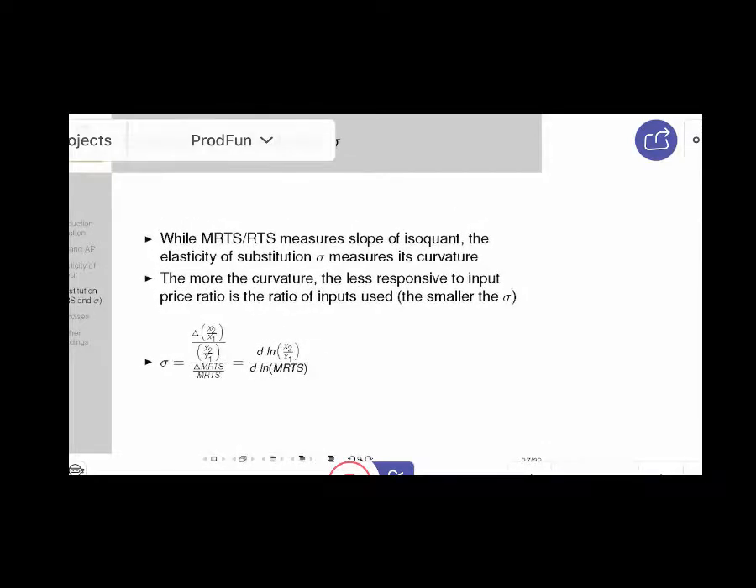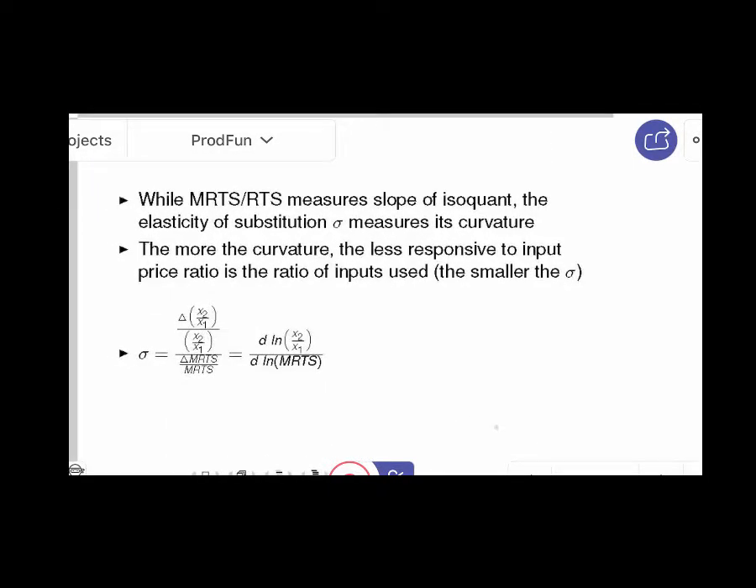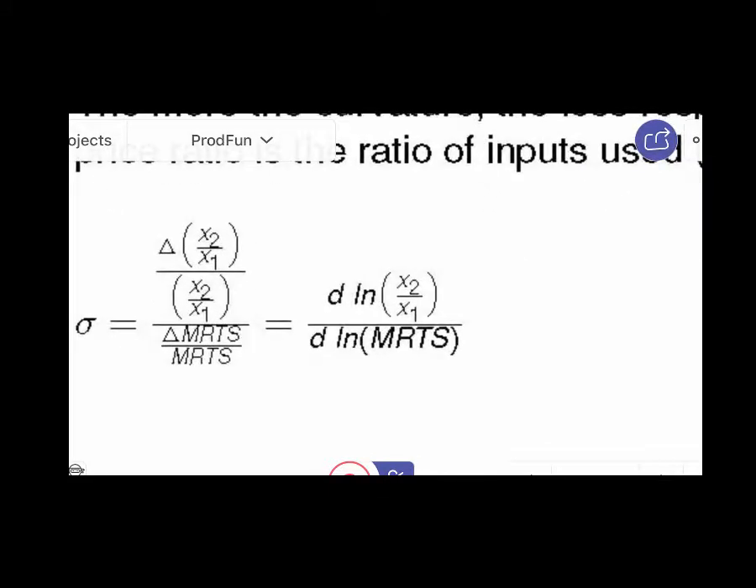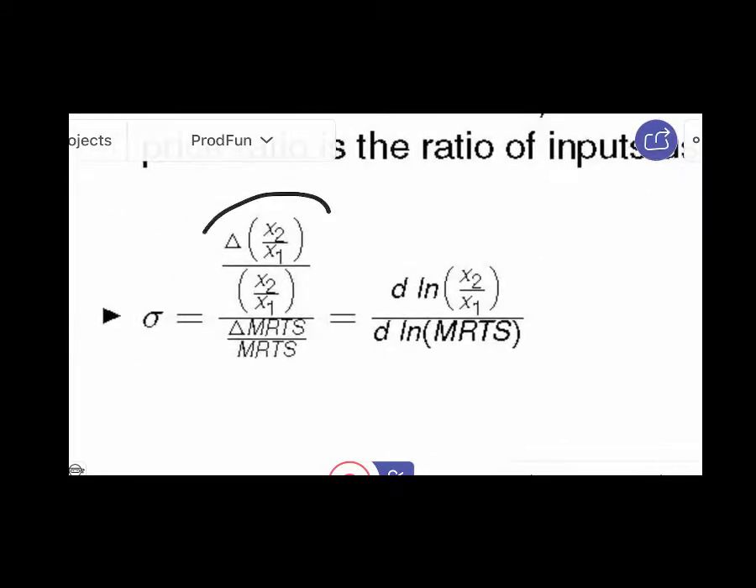While the marginal rate of technical substitution measures the slope of the isoquant, as I said earlier, the elasticity of substitution measures the curvature, and if you want a formal definition, it's a proportionate change in the ratio of inputs relative to the percentage change in the marginal rate of technical substitution, which, as I said earlier, is also equal to the price ratio or the proportionate change in price ratio.